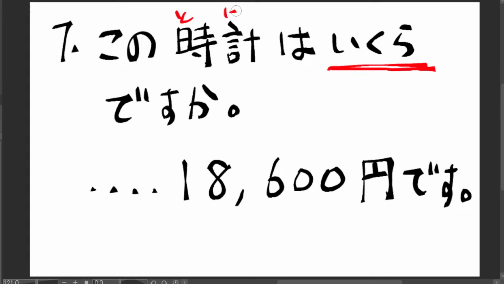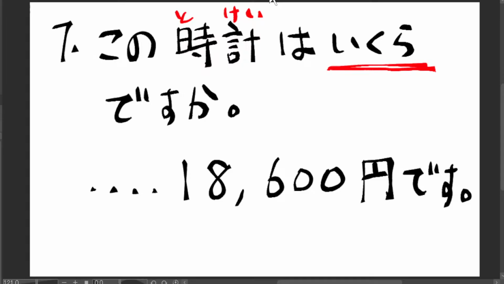So, I think you can guess the meaning of いくら。この時計は, this clock. Okay, the reading is 時計。時計 means clock. この時計は, this clock, いくらですか? How much is it? Okay, so いくら means how much. この時計はいくらですか? How much is this clock?